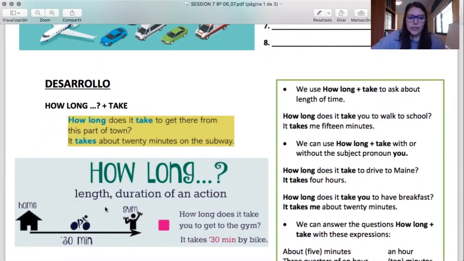Okay, we use it to ask about length of time, or here it says the duration of an action. How long does it take you to get to the gym? It takes 30 minutes by bike. So I start at home and then I ride my bike for 30 minutes and then I get to the gym.